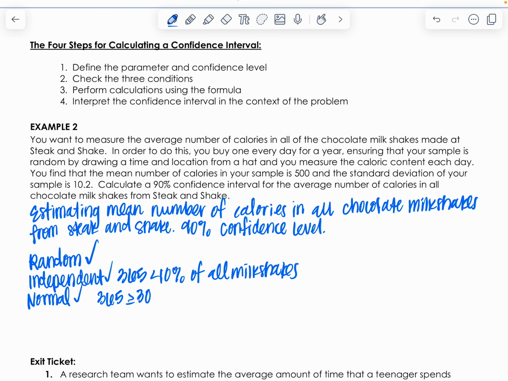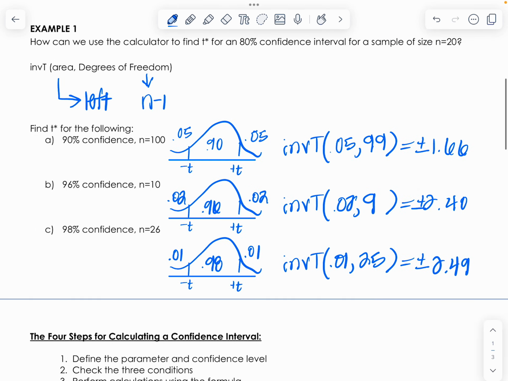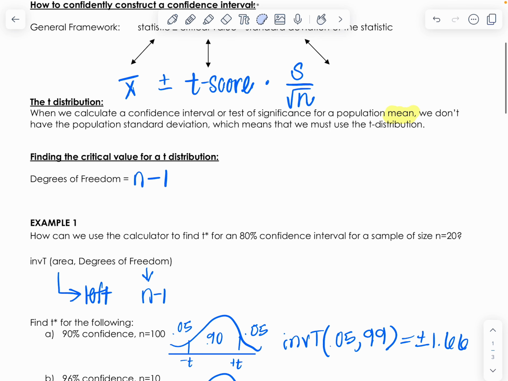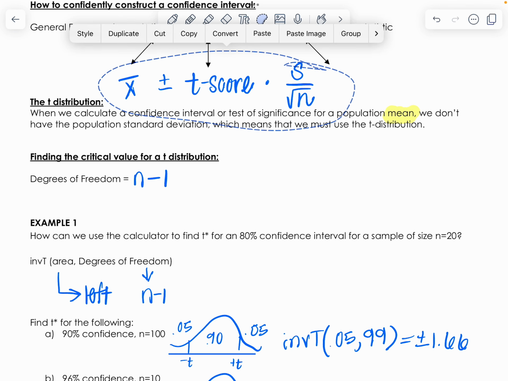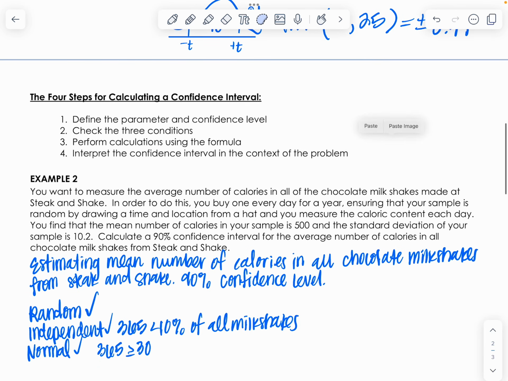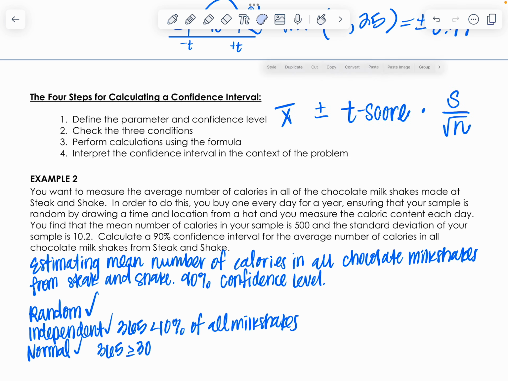And so our calculations start with x bar. Remember our formula from up here. I can copy and paste it so that you've got it for a reference. It says we start with our sample mean. Our sample mean was 500 plus or minus. Now we have to do inverse t. I'll just write this up here. 90%.